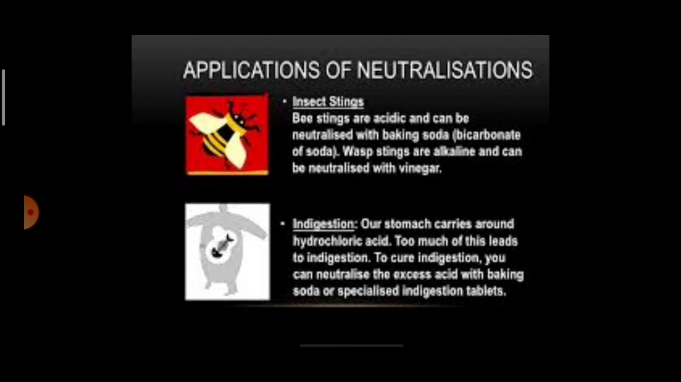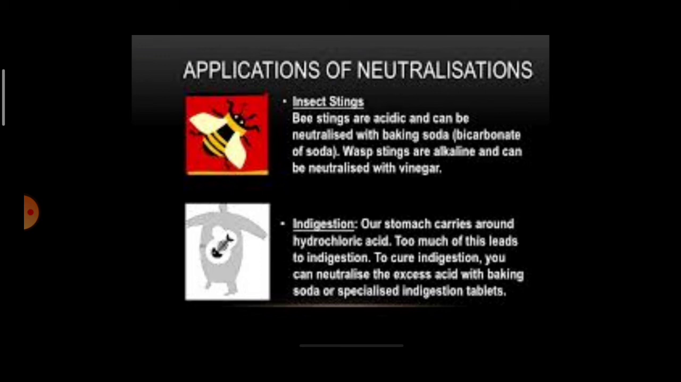To prevent tooth decay also, we use the neutralization reaction. The bacteria present in the mouth produce acids which lead to tooth decay. Tooth decay is prevented by brushing the teeth with toothpaste which contains a base, resulting in the neutralization of acids, thus preventing cavities. Clear?